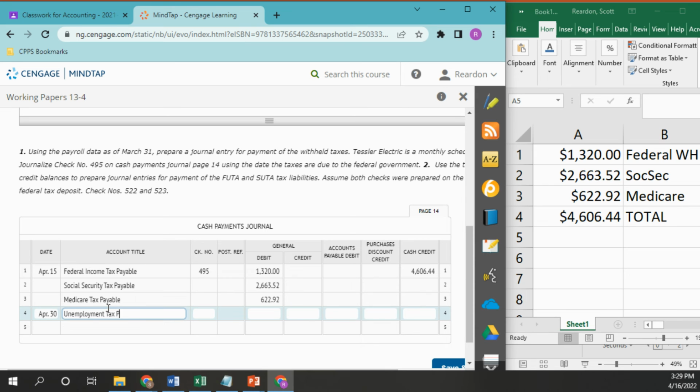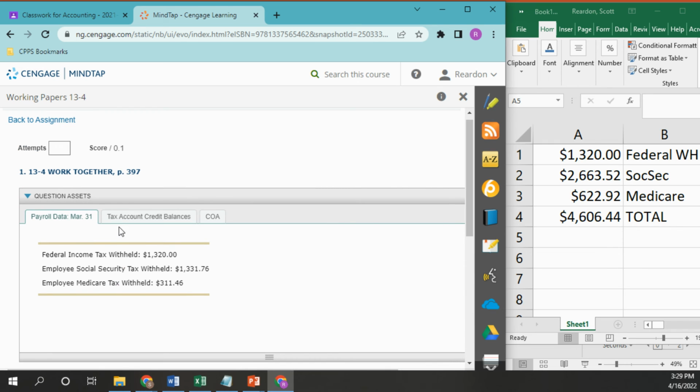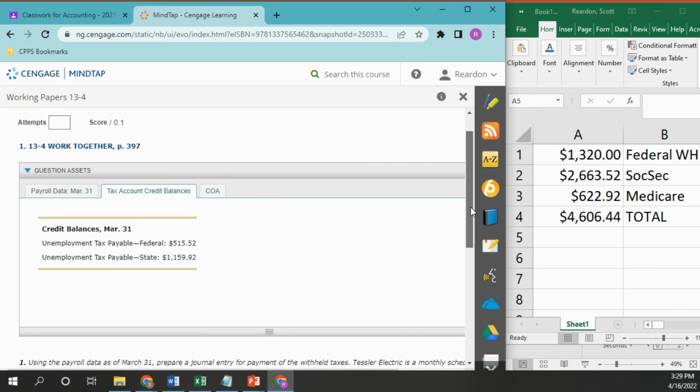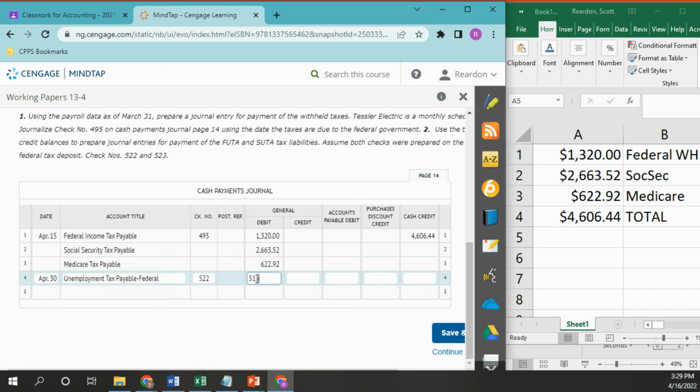Unemployment tax payable federal, check number 522, in the amount of, again, we're just zeroing out all these liabilities that we owe. Federal's 515.52. Don't get confused with matching because the employees aren't involved with unemployment tax. That's an employer expense. So that's what we have to pay them, $515.52. We debit the liability for federal tax, we credit cash.